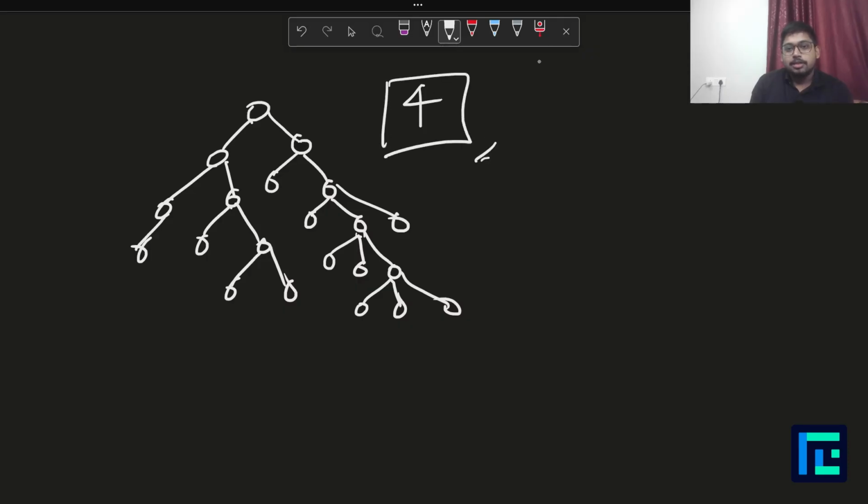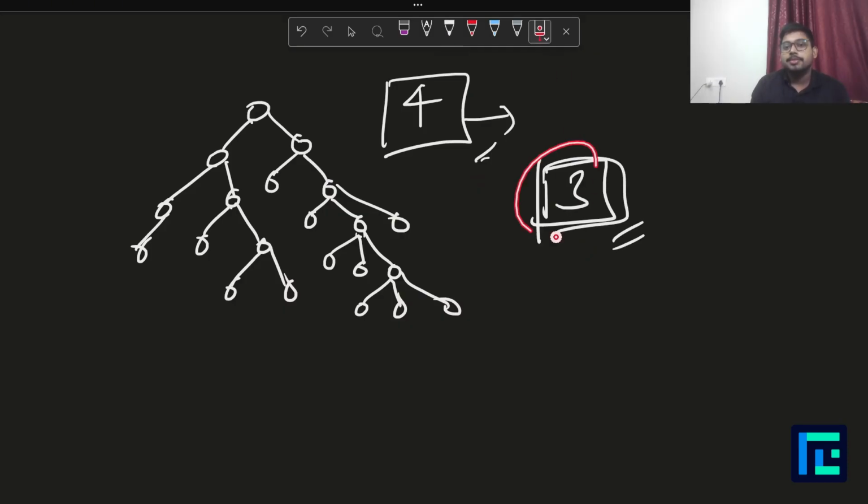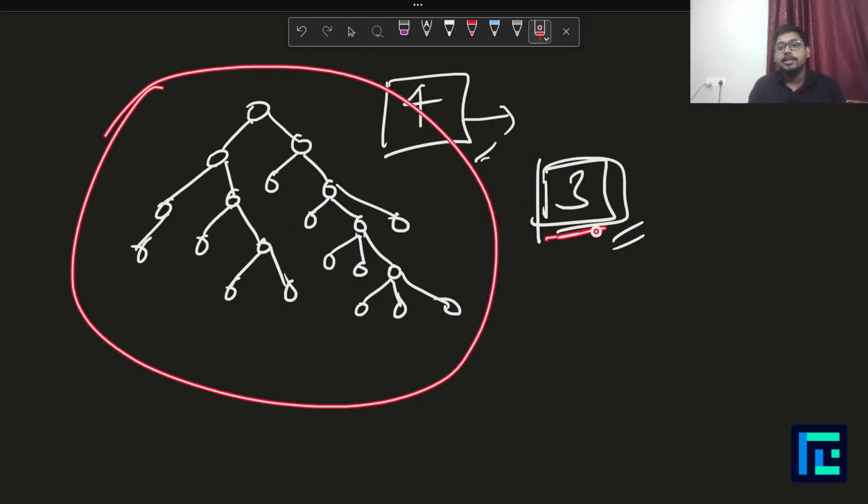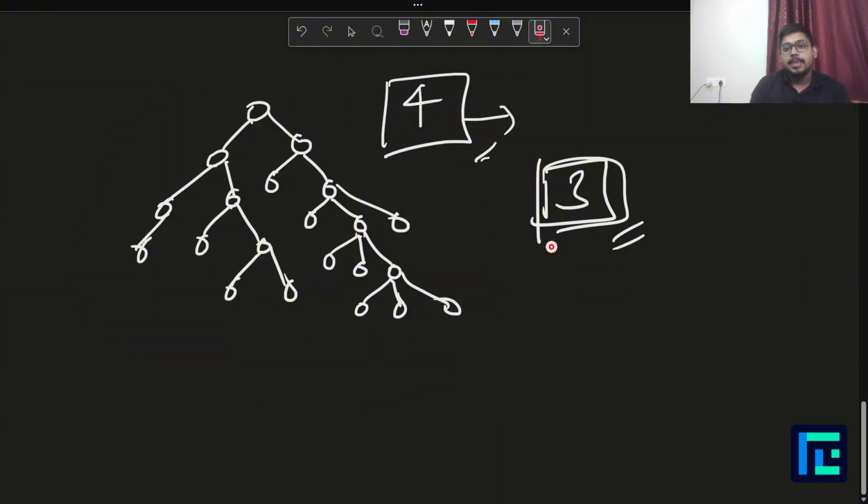Okay, we need to minimize this largest value. So let's say there is one possible assignment which is fetching you a largest value of 4. If you want to change that assignment and minimize it to 3, then what would you need to do? If you want to have your answer as 3, what is the condition that this tree should satisfy so that your answer is 3?